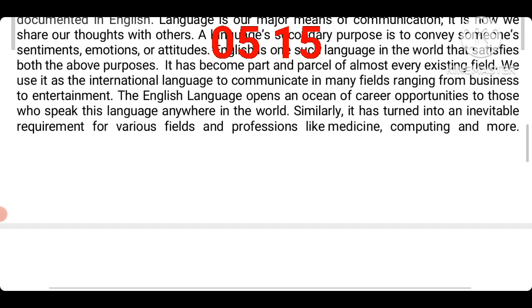It has become part and parcel of almost every existing field. We use it as the international language to communicate in many fields, ranging from business to entertainment. The English language opens an ocean of career opportunities to those who speak this language anywhere in the world.